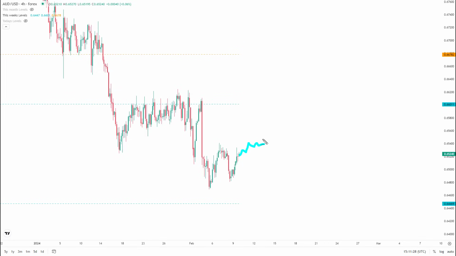And alternatively, I cannot buy Aussie dollars either. I can only sell Aussie dollars next week. So I can either be short this pair or do nothing. Buying this pair next week is not an option for me. So what I'll be looking for is consolidation.